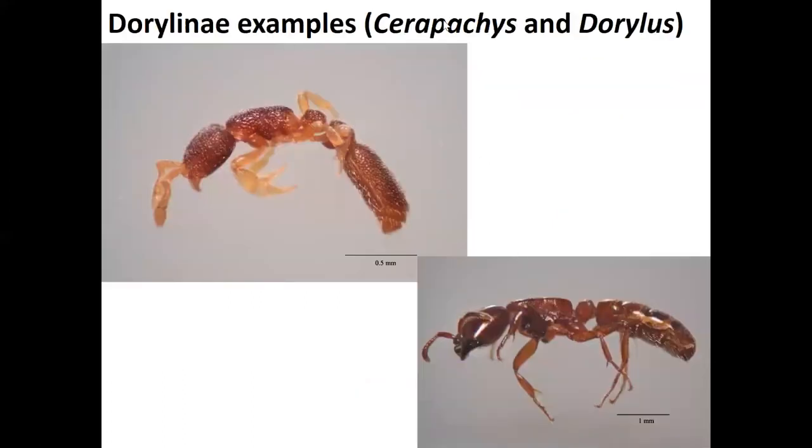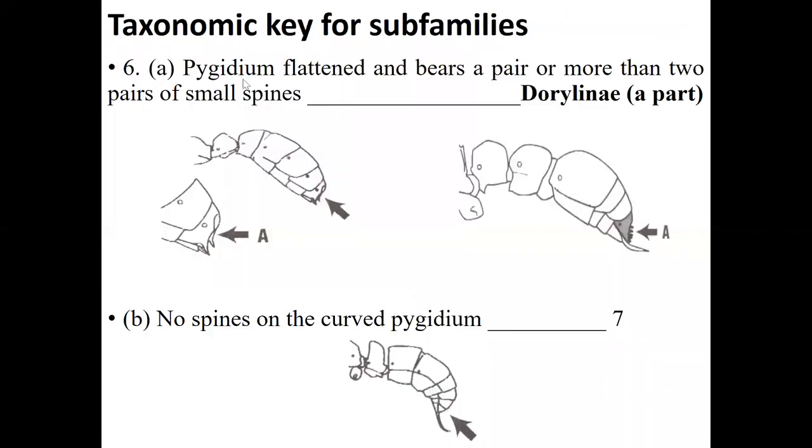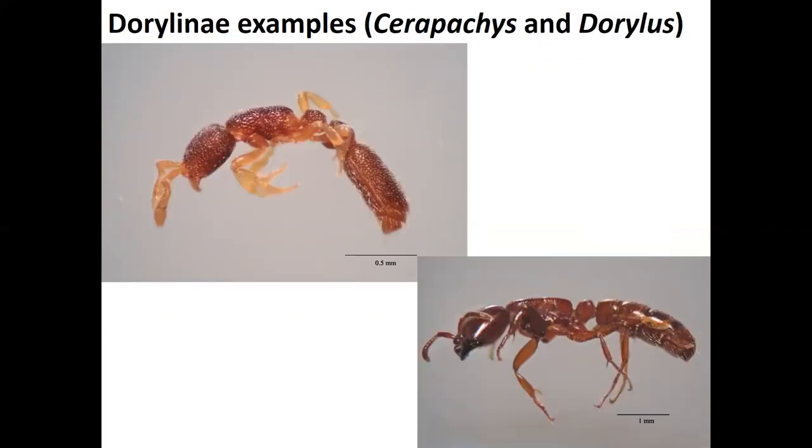Okay, Dorylines examples, Cerapachys and Dorylus are shown here. This is Cerapachys, this is Dorylus, but both are Dorylines. You can see two segmented waist here, and in here only one segmented waist, petiole only, petiole and postpetiole both here. So this feature, pygidium flattened and bears more than 2 pairs of small spines, it's actually very difficult to show you. It usually should be here, right? This is usually should be here.